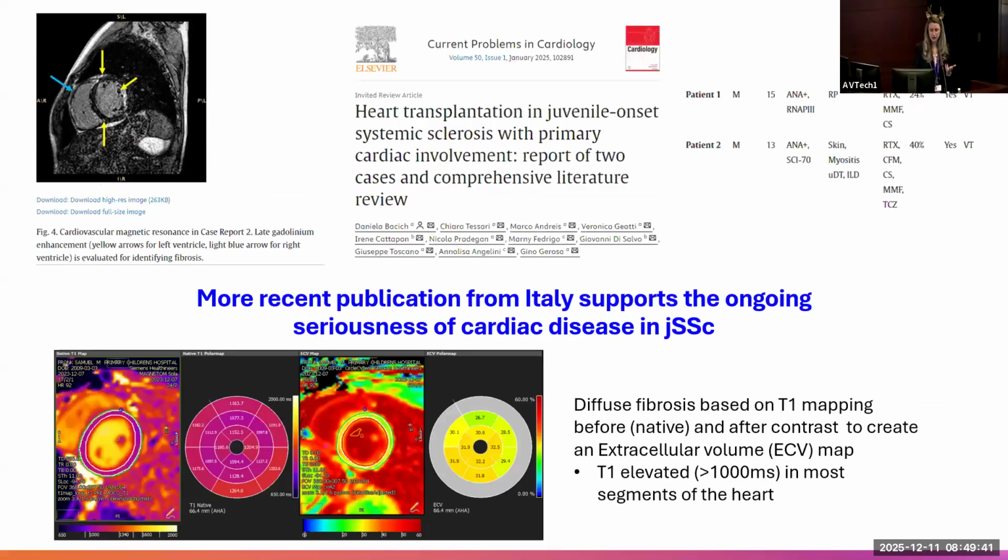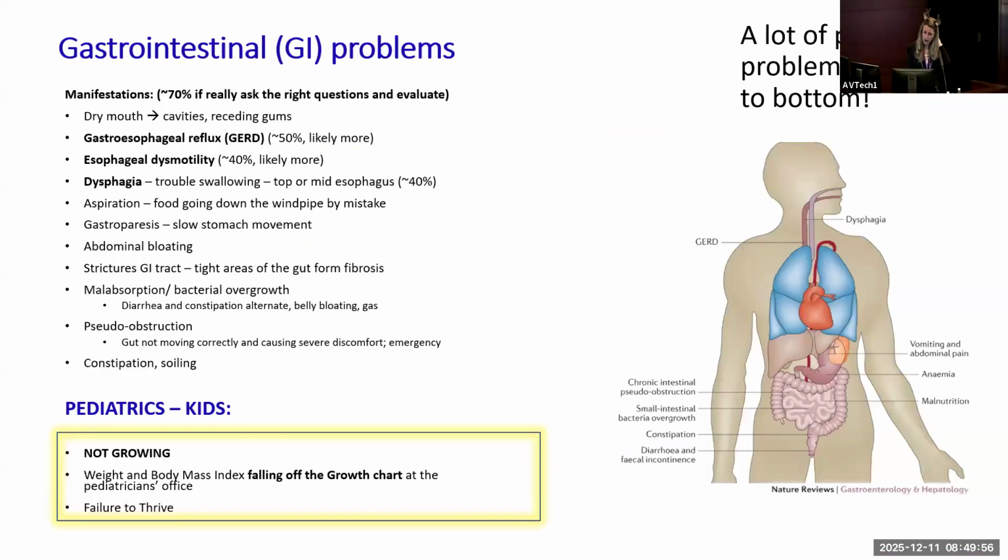And then this is a recent study from an Italian cohort that shows the cardiac MRI was helpful for these patients, and actually 2 needed a heart transplant. 1 did not survive, 1 did, but it can be quite severe. And this is a current publication from 2025.